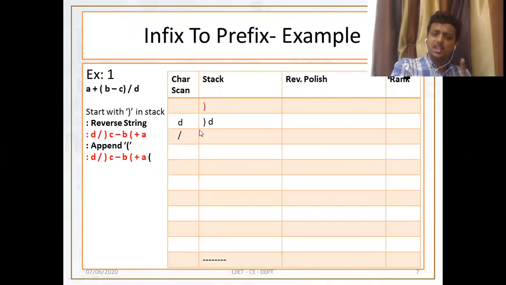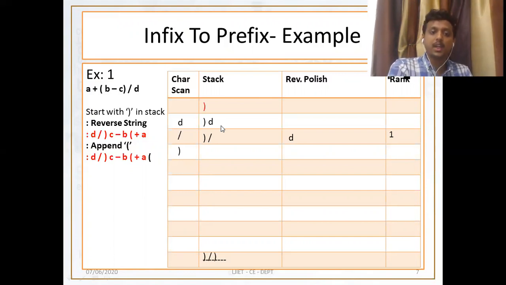Okay, obviously variables have higher precedence than division. So the variables need to be popped out and push division. So the closing division, D inside the reverse polish, rank of D is 1, calculated as 1. Next is again closing bracket, again closing bracket. What you need to do?